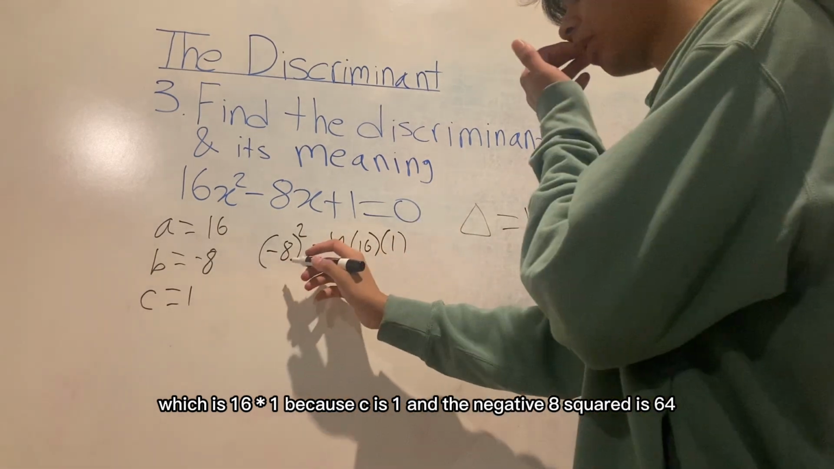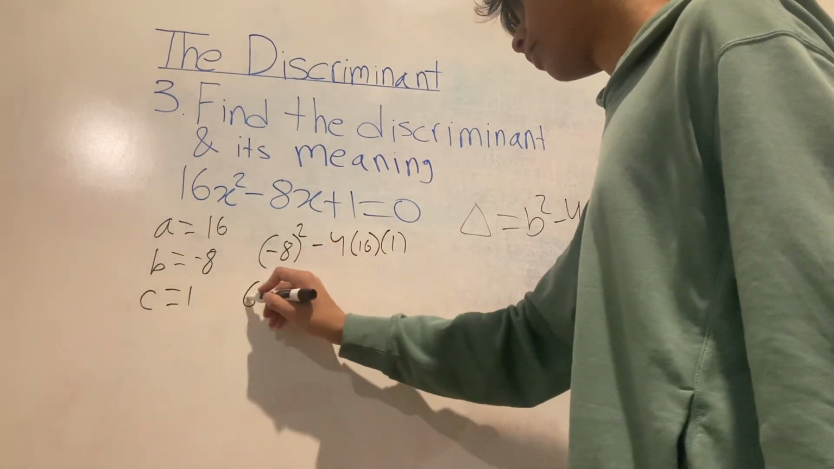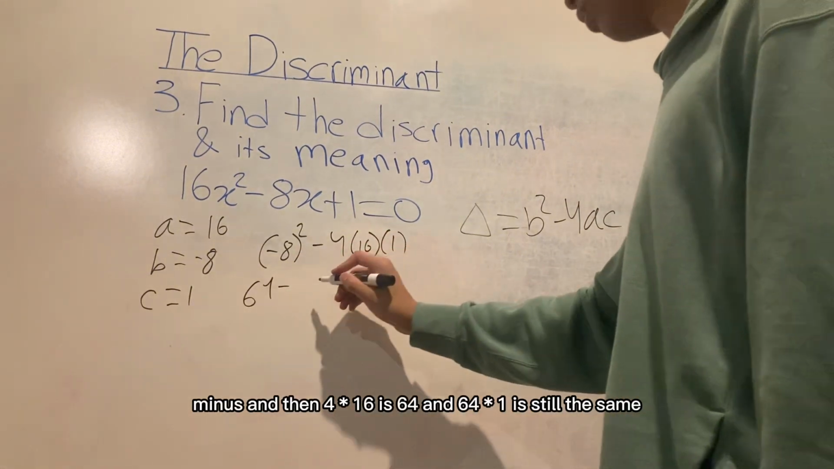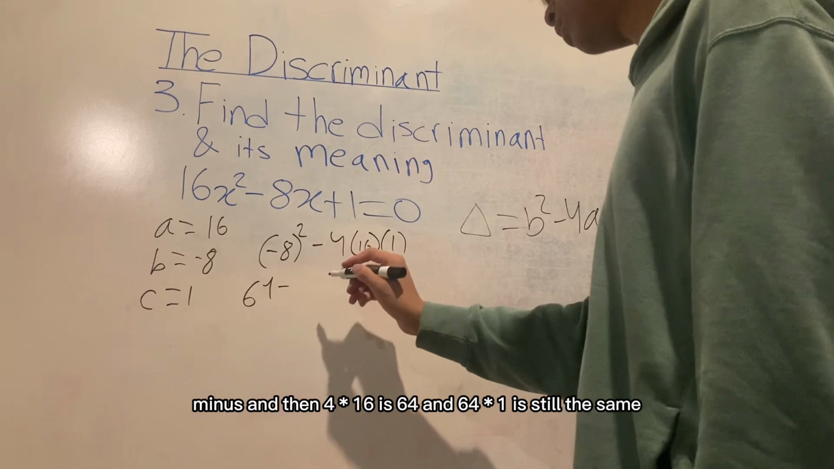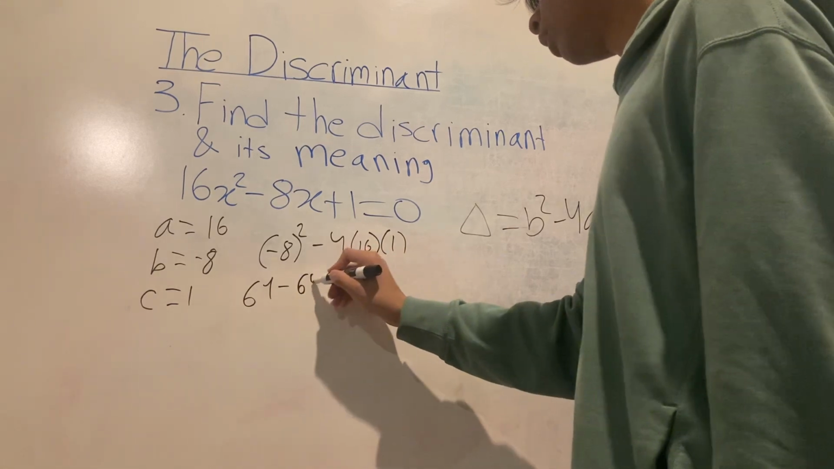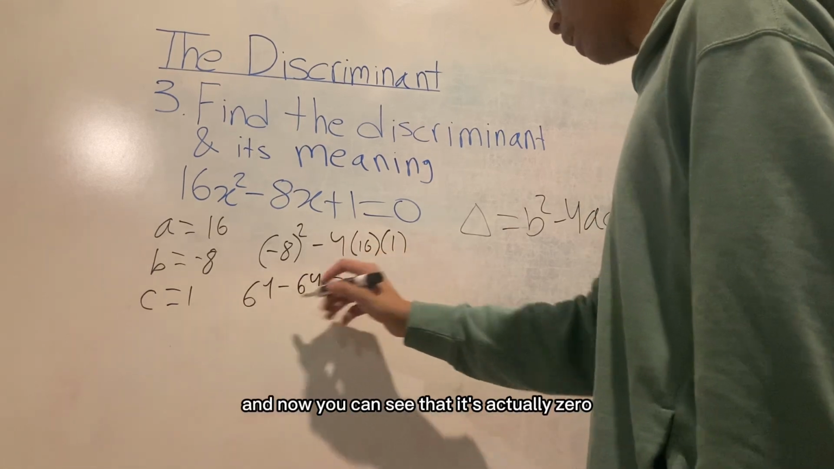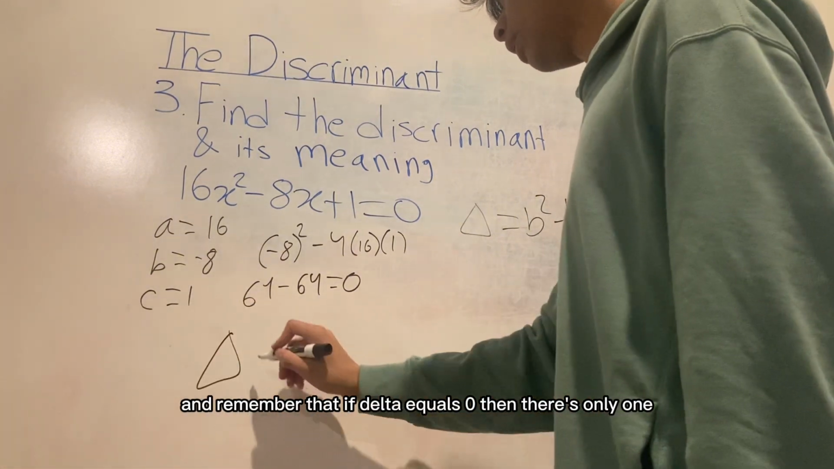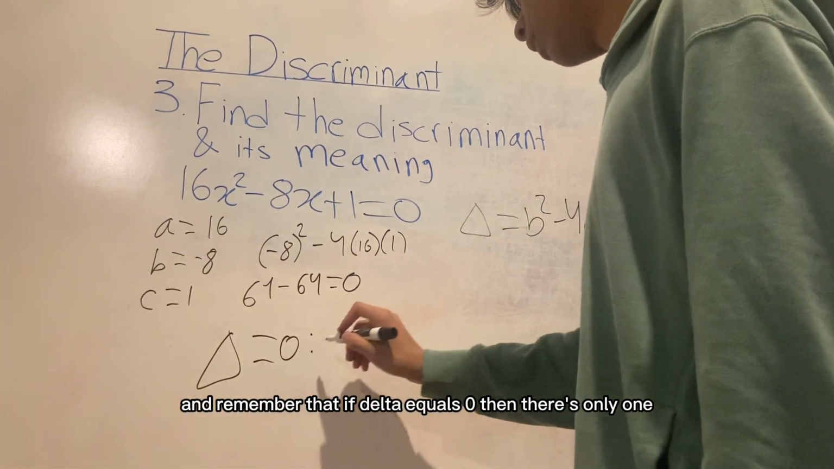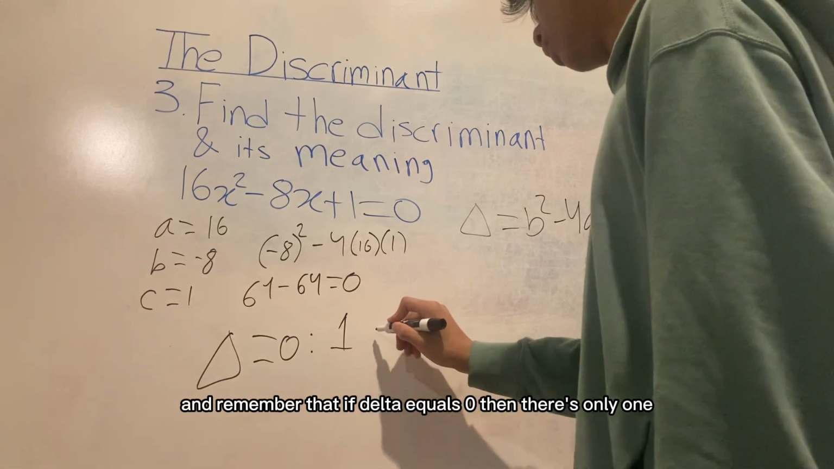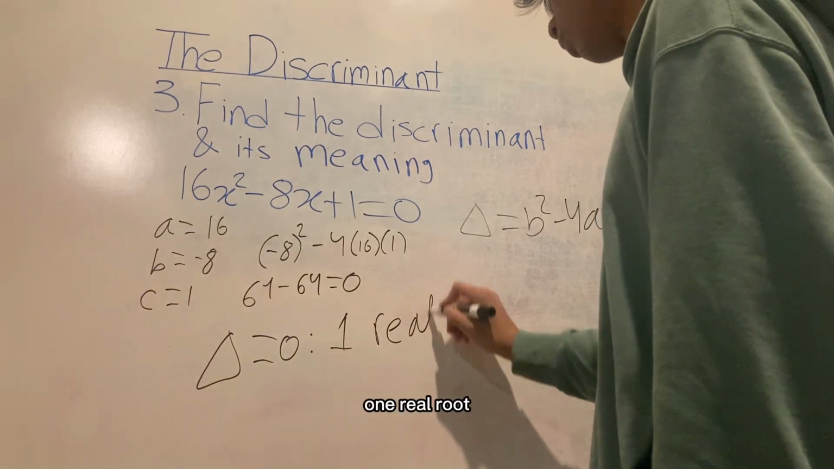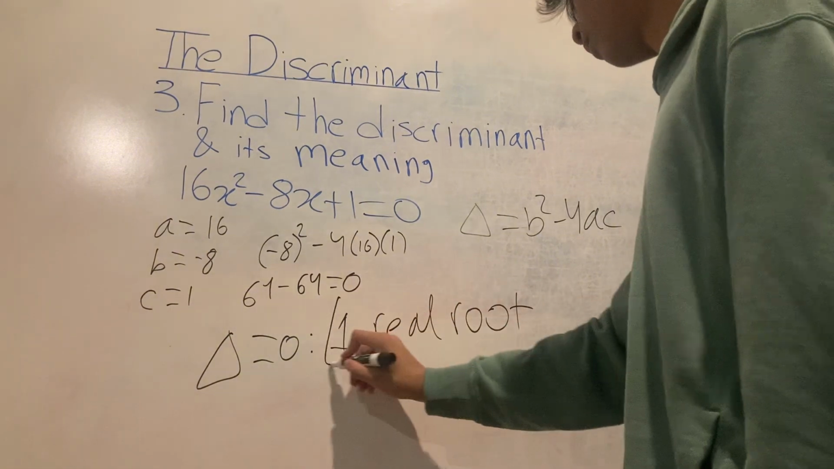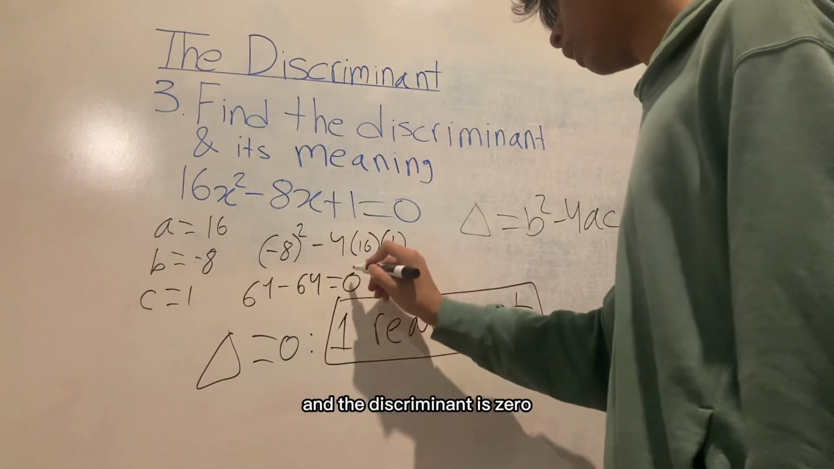Negative 8 squared is 64, minus 4 times 16, which is 64, and 64 times 1 is still 64. Now you can see that it's actually 0. And remember that if delta equals 0, then there's only one real root. And the discriminant is 0.